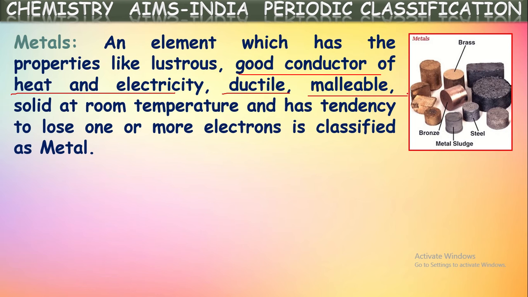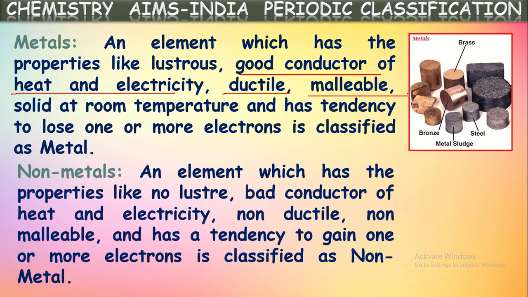For example, we can say some metals like iron, copper, zinc, gold, aluminium, silver. These all will come under metals. These all elements show these properties. Okay. Next, one more category, non-metals.